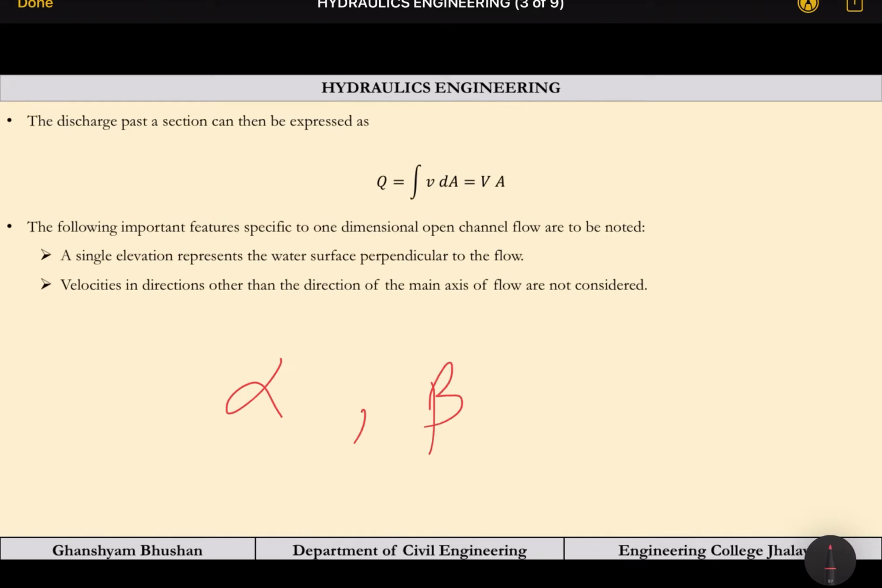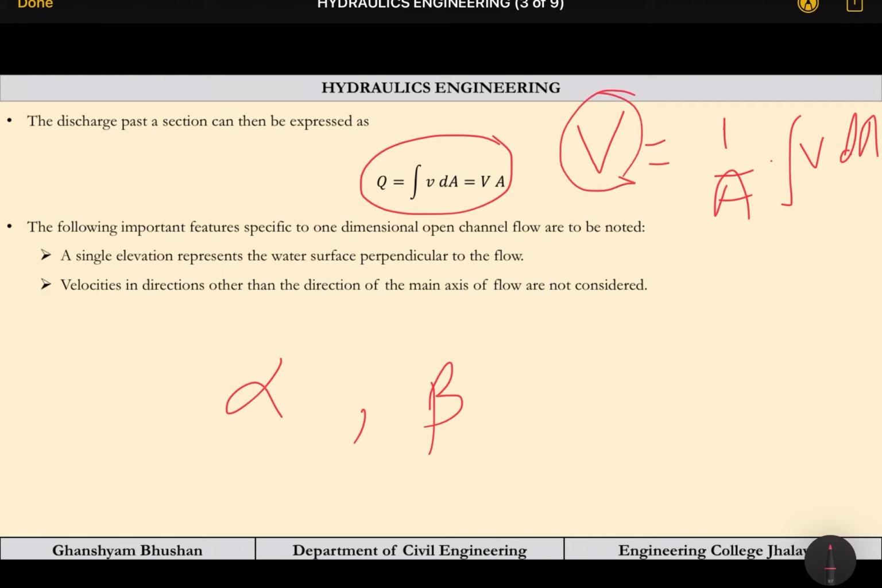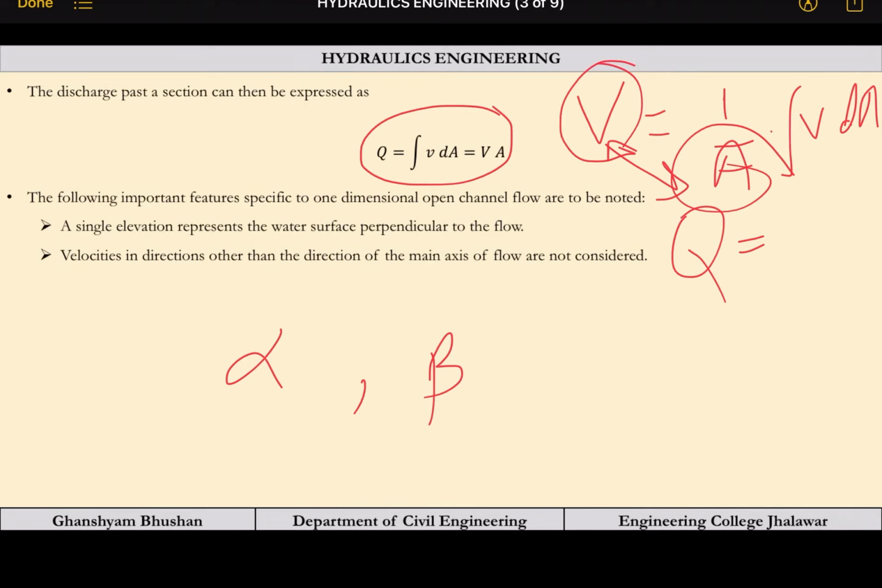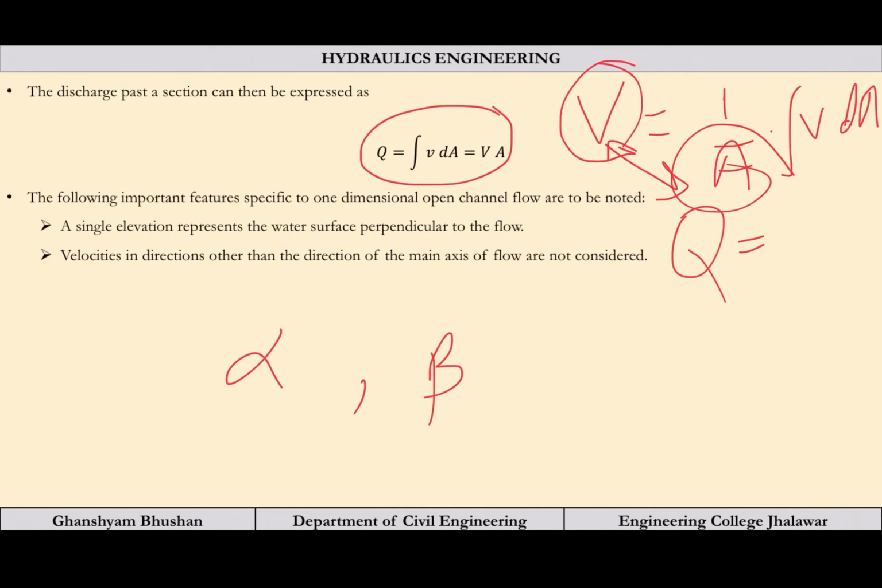Now the discharge past the section can be expressed how? V was 1 by A integral v dA. V into A, if we multiply these quantities, we will get the discharge. So integral v dA, or V into A. The following important points specific to one dimensional open channel flow are to be noted. A single elevation represents the water surface perpendicular to the flow, and velocities in directions other than the direction of the main axis of flow are not considered.